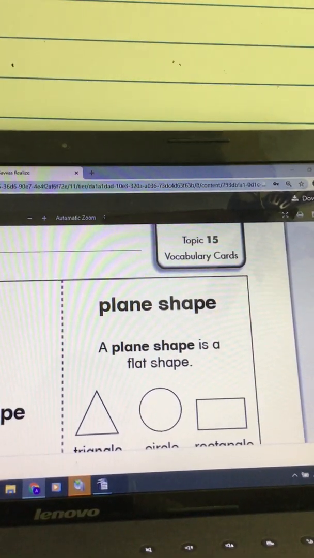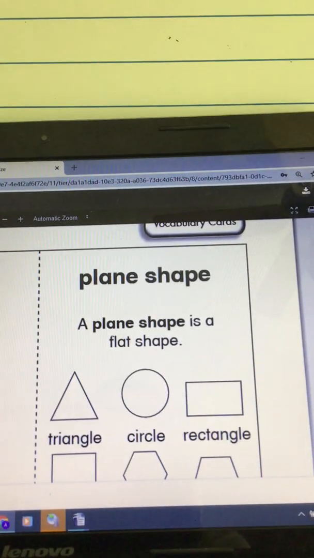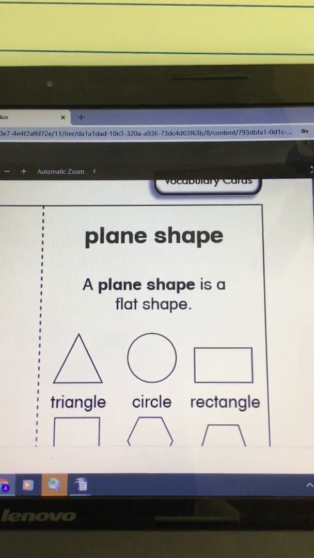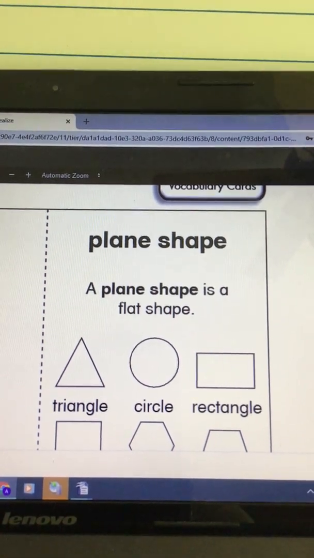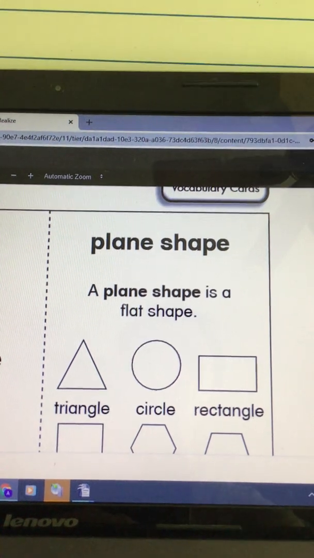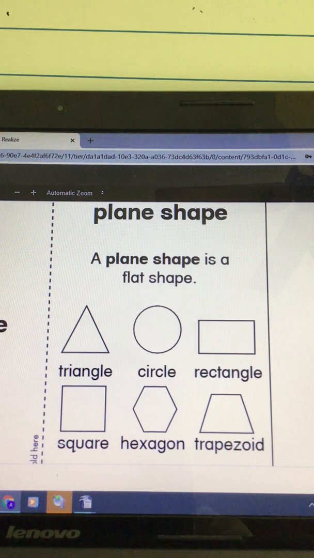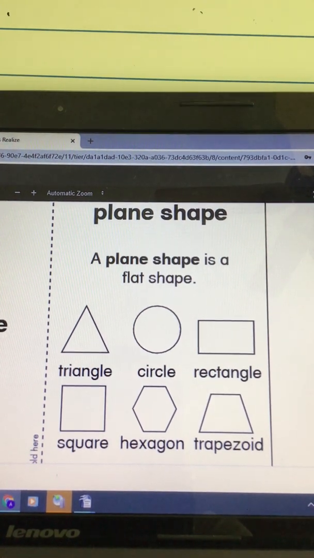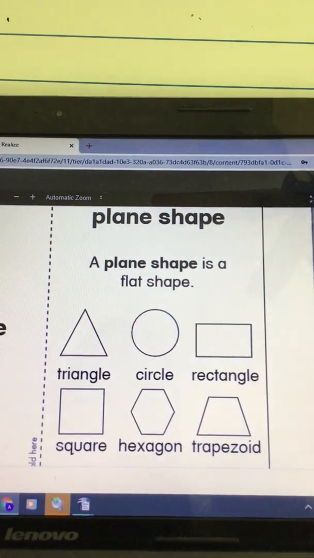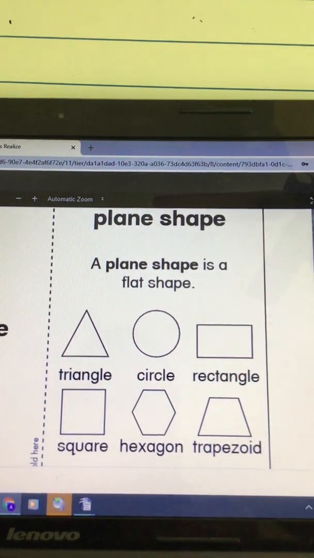And the first word that we're going to talk about is plane shape. Now, this doesn't mean an airplane, and it doesn't mean plain with nothing on it. A plane shape is a flat shape. So a shape that we draw on paper or on the board is a plane shape. It's flat. A triangle, circle, rectangle, square, hexagon, and trapezoid are all plane shapes. They are drawn on this paper or on this screen, so I can't pick it up and hold it in my hand. It is flat.